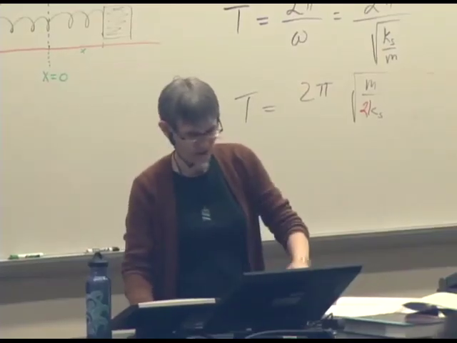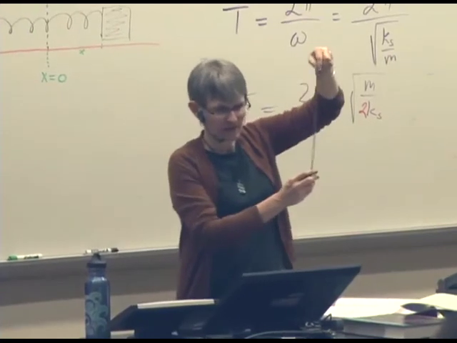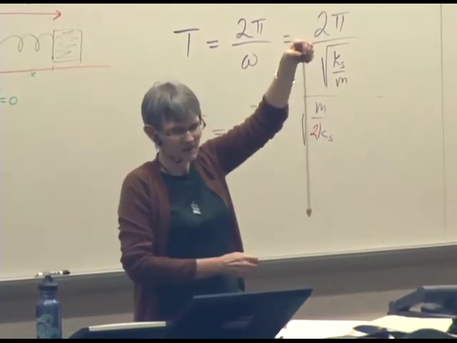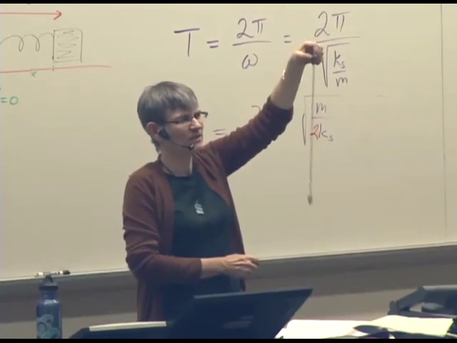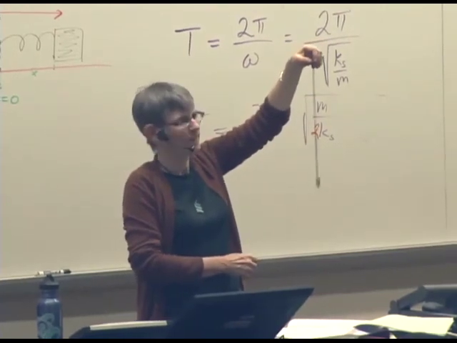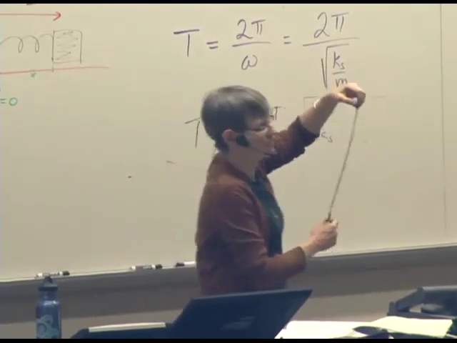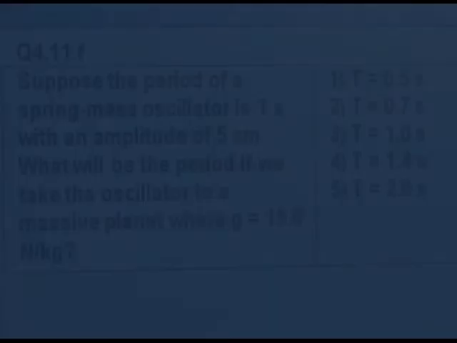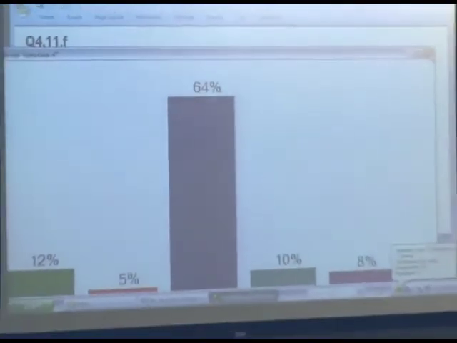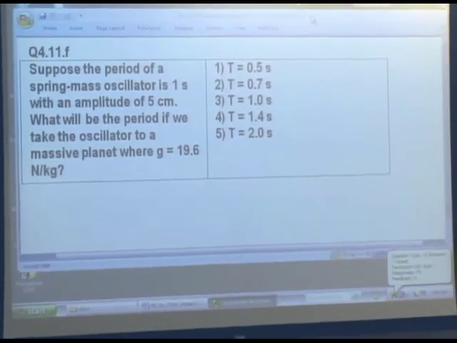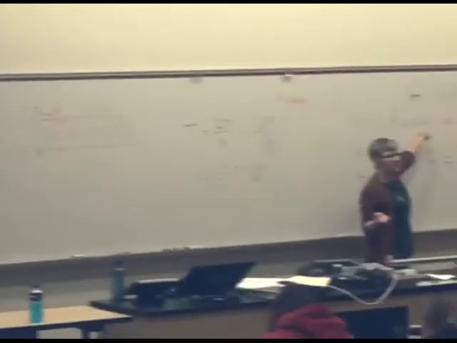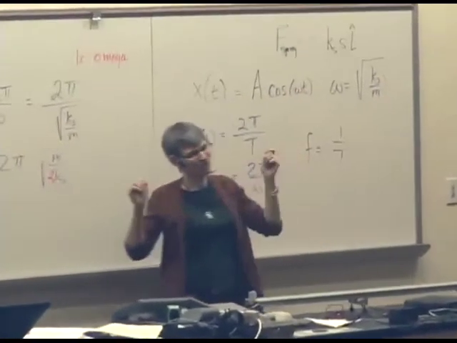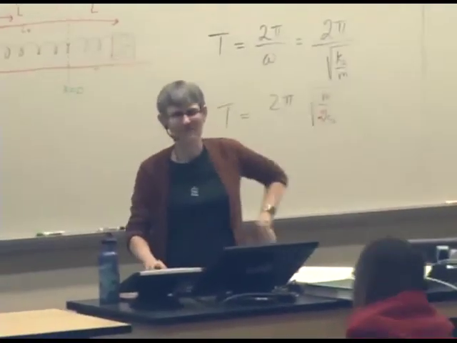Okay, so we have this spring mass oscillator here, and it's got a period of 1 second. And now we take it to some incredibly massive planet where the gravitational force is much larger. So the value of little g is twice as big. What happens to the period? All right. You've got the basic idea. So we don't see any g's in this equation, do we? So you're absolutely right. Doesn't depend on that. Okay, good.